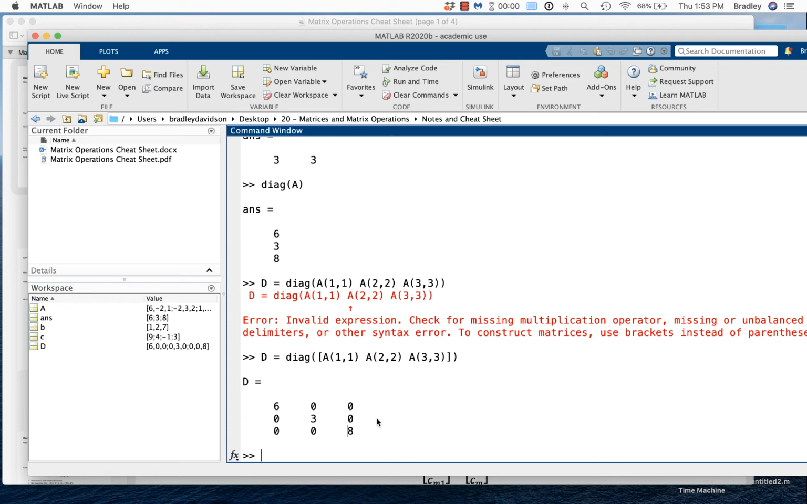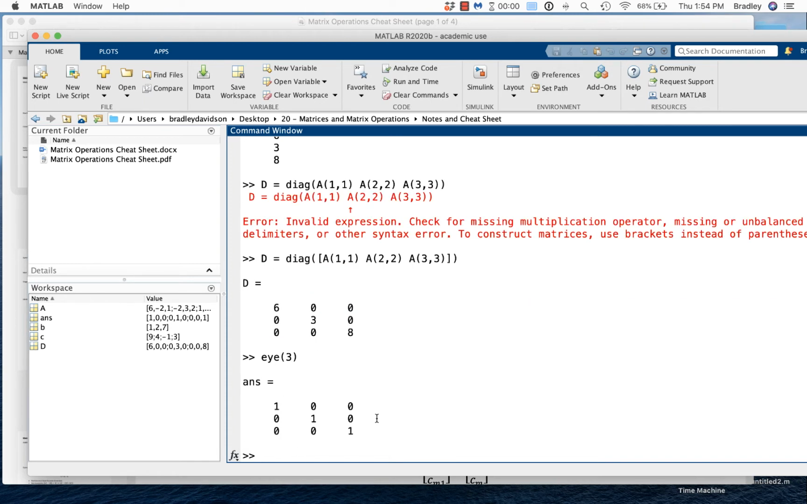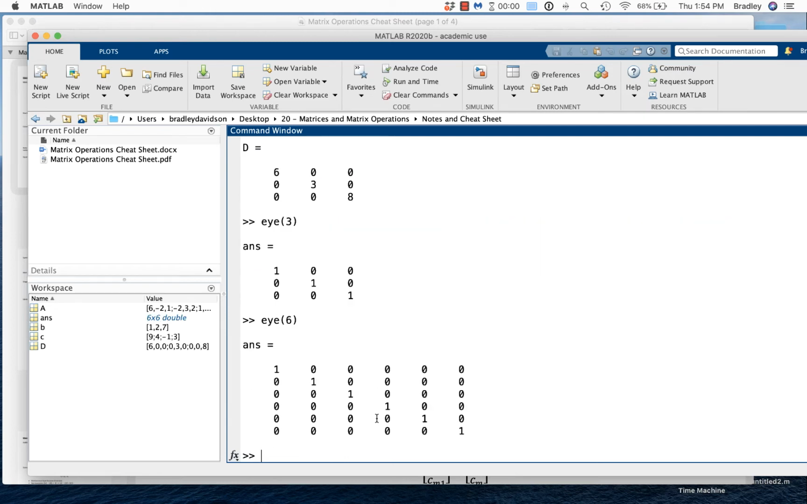There is a special type of diagonal matrix in which all of the diagonal elements are equal to 1, called the identity matrix. We can come up with an identity matrix by typing in eye, in this case eye(3), or we can do eye(6), which would give us a 6 by 6 identity matrix.